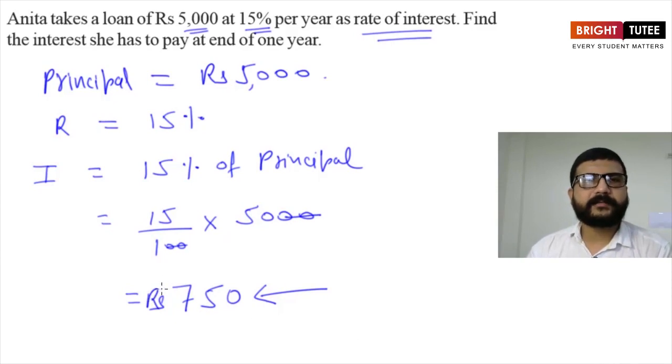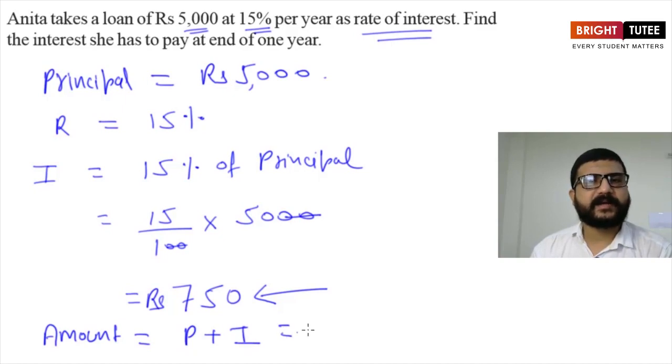So now what do you think? What is the amount she has to pay at the end of the year? It will be the sum of principal and interest, that is P plus I. Here P is the principal, I is the interest. Now this will be equal to 5,000 plus 750.